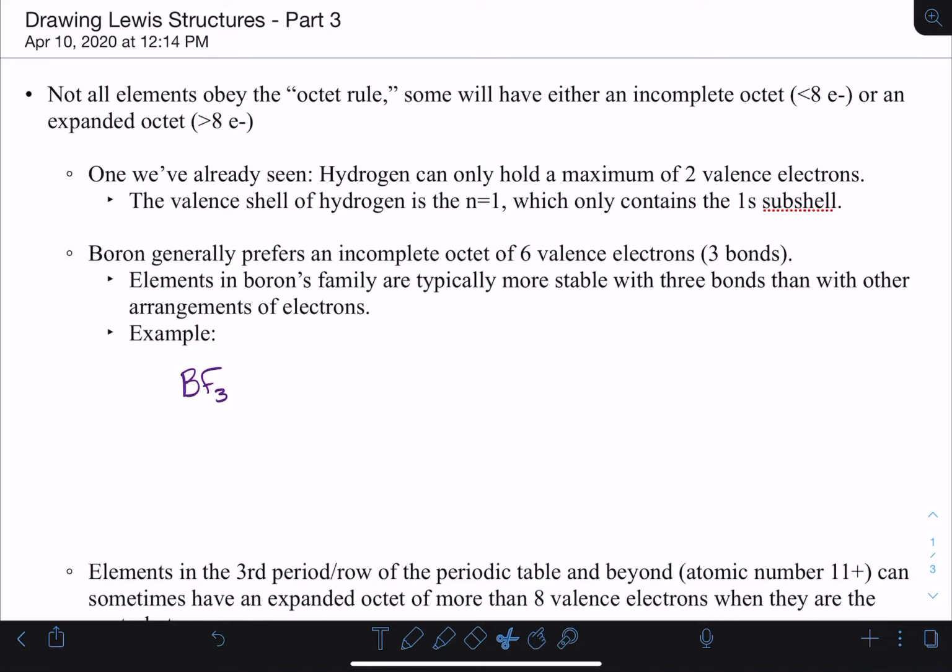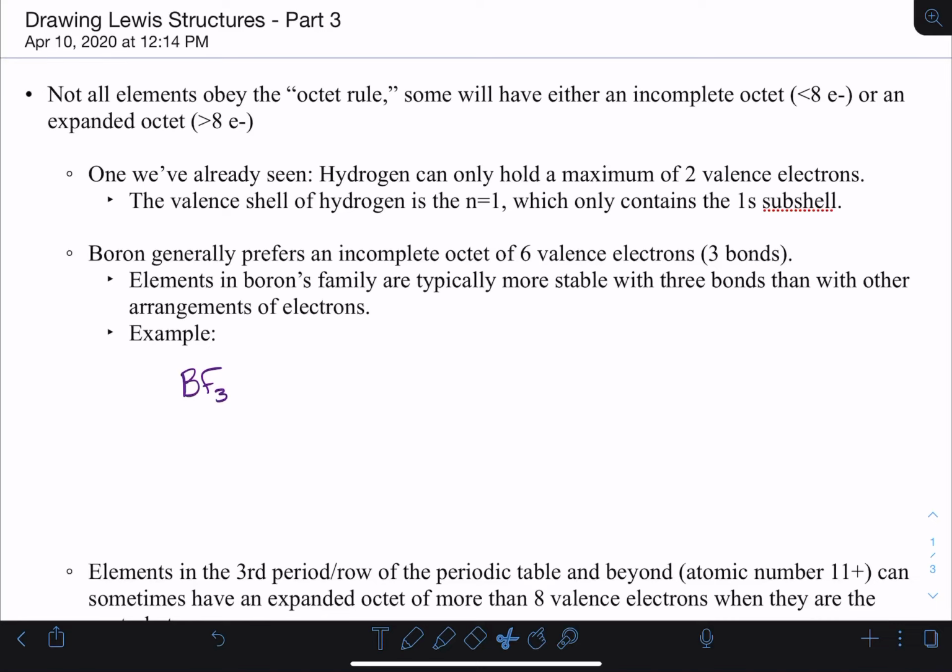Continue our discussion of drawing Lewis structures, focusing on some compounds that break the rules. So we've been using the octet rule as kind of our guiding principle for drawing Lewis structures thus far, but not everything always obeys the octet rule. Some things will have a central atom with either an incomplete octet, meaning less than 8 electrons in its valence shell, or an expanded octet with more than 8 electrons.